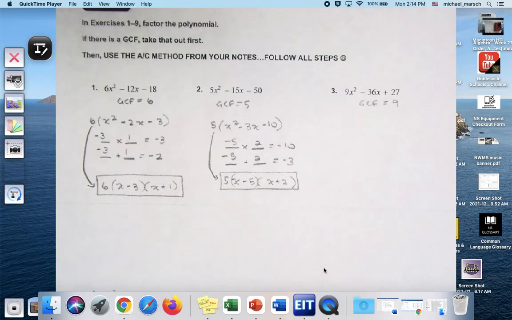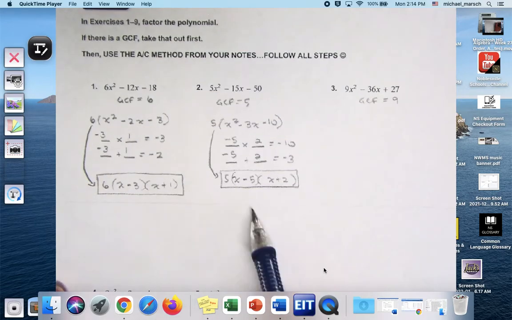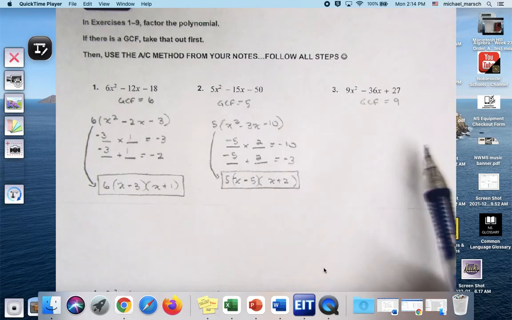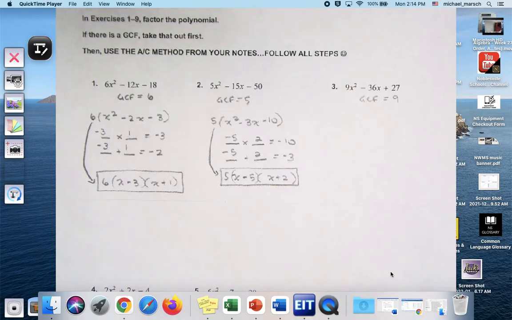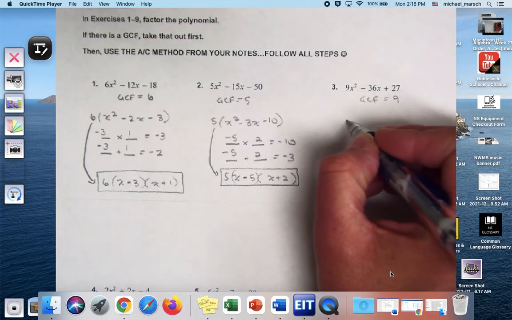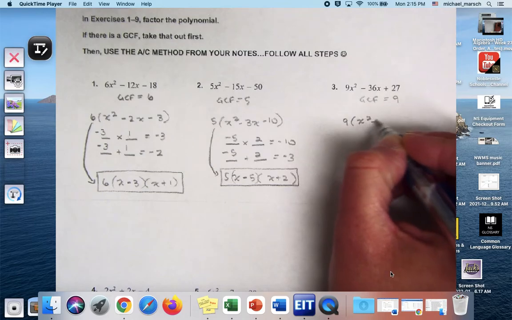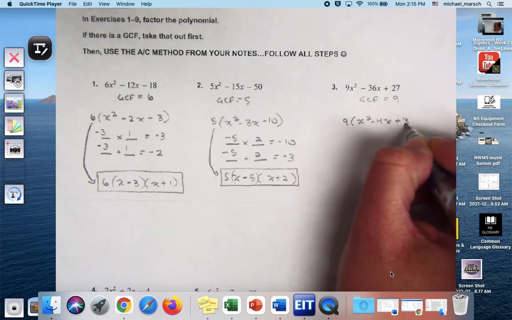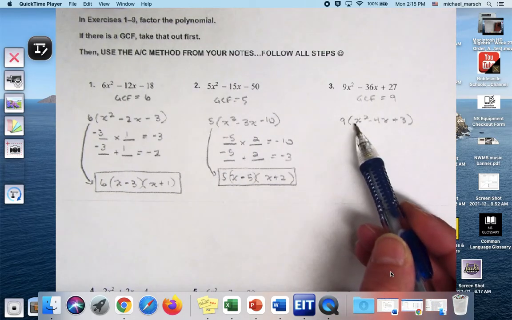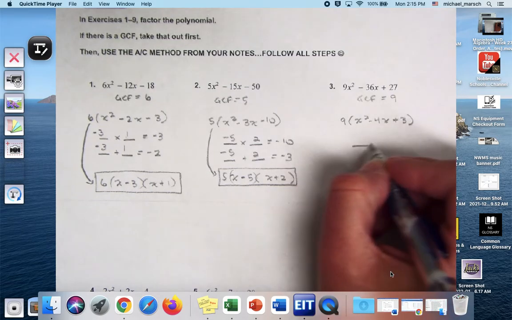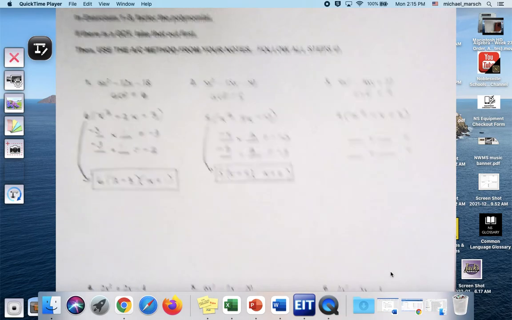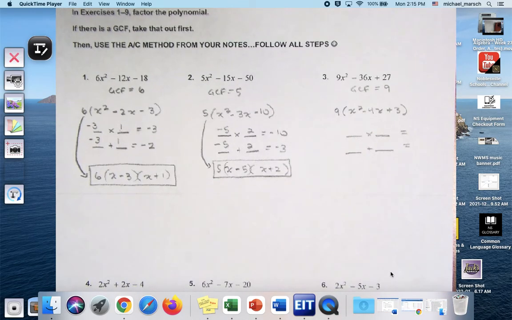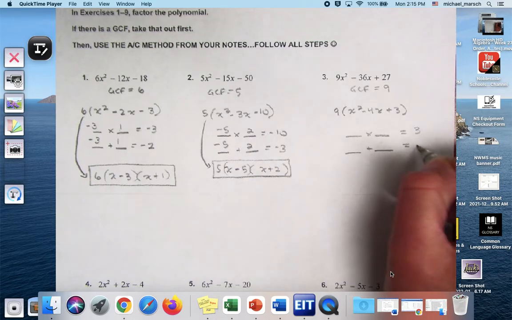Okay. So on Friday we were talking about greatest common factor, AC method. We did some of the problems together. Number 3, we talked about the greatest common factor being 9, right? So then you would have 9 times the quantity x squared minus 4x plus 3. And because there's no value in front of this x, you can just do what times what equals and what plus what equals, because it's going to be super simple. So what times what equals 3 and adds up to negative 4.